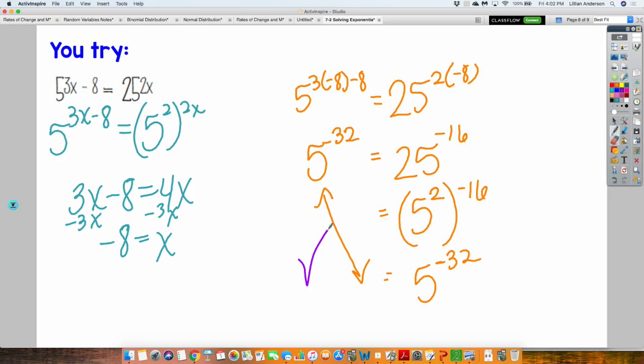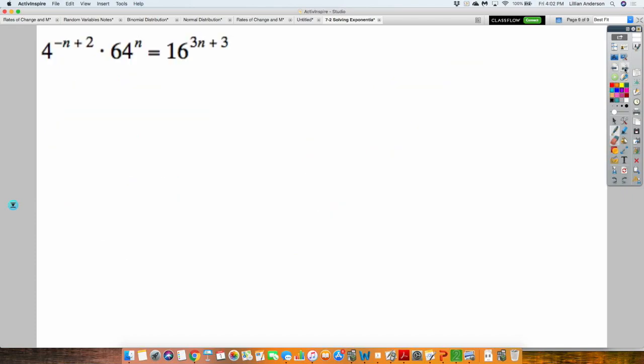Now this question that I have here, okay, please make sure you get it down somewhere, all right? Make sure you get this down. It is 4 to the negative n plus 2 times 64 to the n equals 16 to the 3n plus 3. Okay?